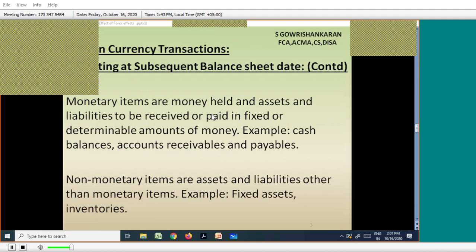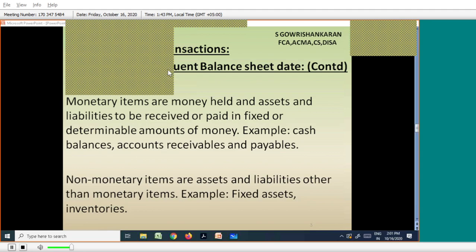If value is fixed in nature, then it becomes a monetary item. Value may not be fixed, other than monetary item, is non-monetary item. That is how it is defined actually. So even loans, long-term loans, short-term loans, creditors, payables, receivables, debtors, inventory, assets, investment, all these things are non-monetary items because their value may change. Their value may change. Okay?